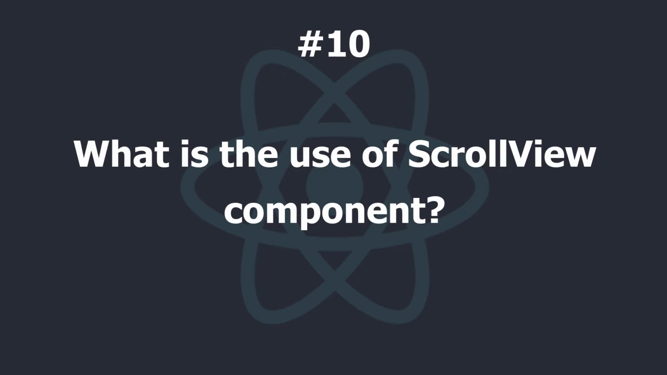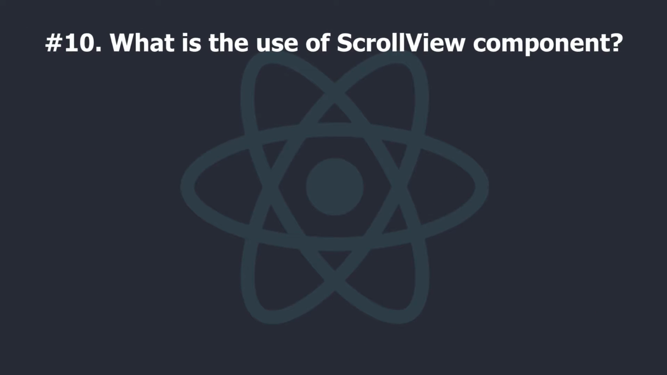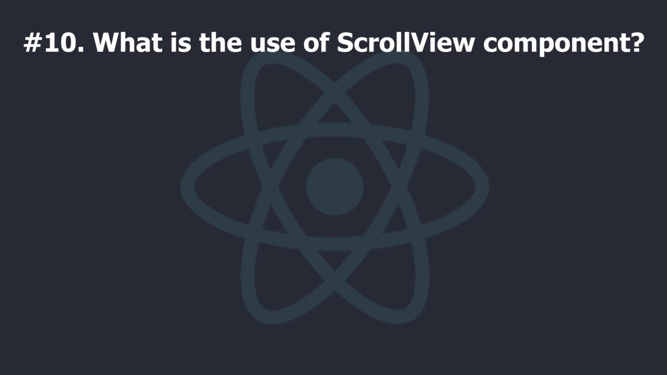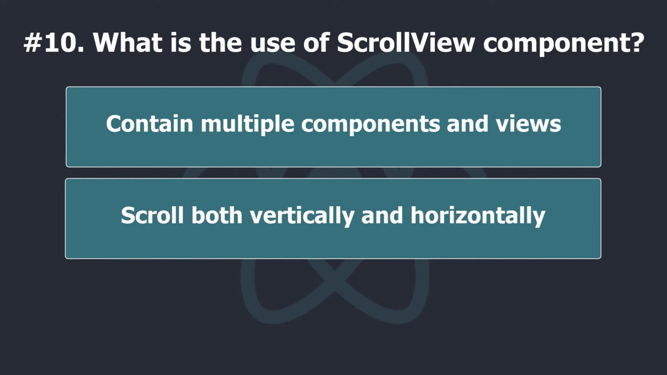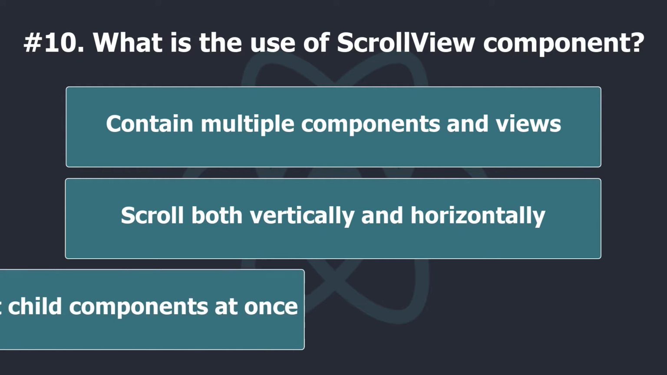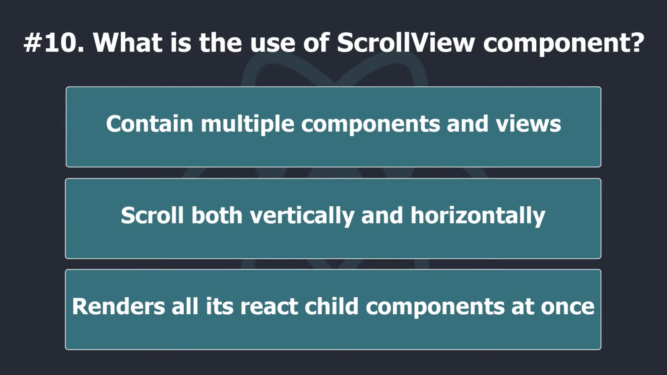What is the use of a scroll view component? The scroll view is a generic scrolling container that can contain multiple components and views. The scrollable items need not be homogeneous, and you can scroll both vertically and horizontally by setting a horizontal property. Scroll view renders all its React child components at once, but this has a performance downside.